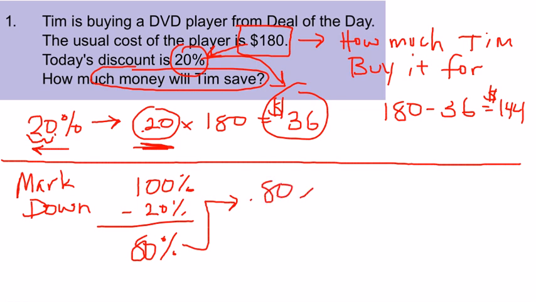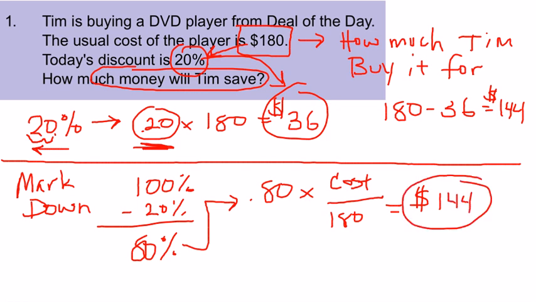And then we multiply. We just multiply by whatever number we're given. In this case, it's just going to be our cost for that DVD player, which we know is $180. So if we take 0.8 times that 180, guess what, guys? That will equal 144. So there's always going to be more than one way to solve the problem. The best thing to do is to figure out what kind of problem we have and what the best method is going to be.